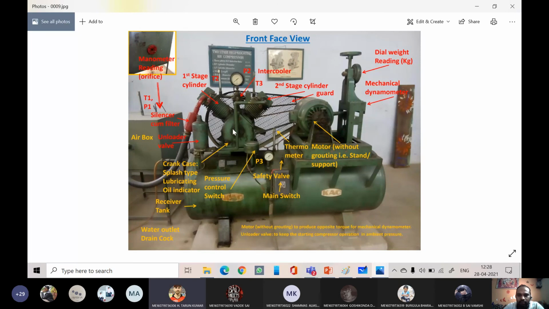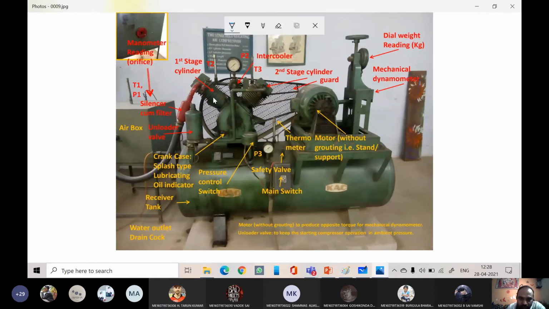Is this clear? On the cylinders we have fins also. Can you see the fins over here? These circular cylindrical fins, like for our two-wheelers we have. These fins are also used to dissipate the heat. Apart from that, in the intercooler also we are using some fins. The main purpose of the intercooler is to maintain the pressure constant by decreasing its temperature.